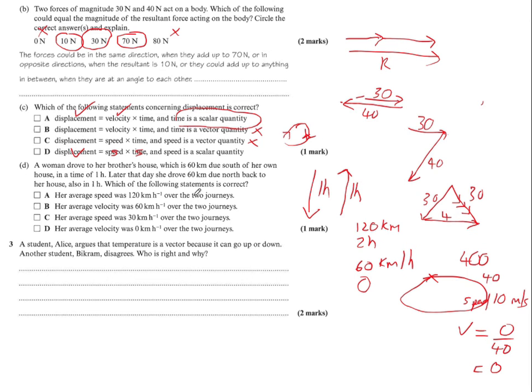So average speed, well, that's wrong because it's 60, so that's wrong. Her average velocity was 60. Well, no, it isn't. The velocity is 0 because it started here and ended here. So the displacement is 0, so that's wrong as well. Her average speed, no, we know it's 60, so that's wrong. Her average velocity is 0, so that's the right answer. The answer is D.